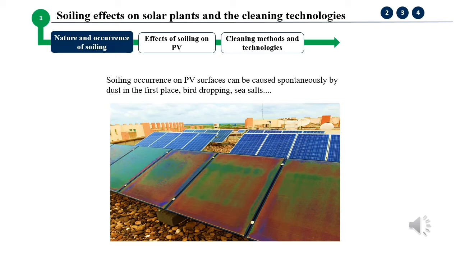Furthermore, to get rid of soil on the PV surface, ample quantities of water are required, in addition to a suitable cleaning device for each technology. In what follows, I will discuss first the devices for soil measurements and factors affecting it, then the impacts of soil on solar plants.